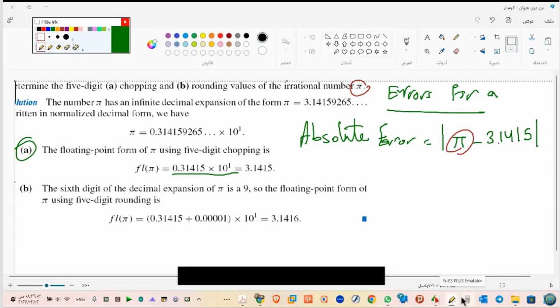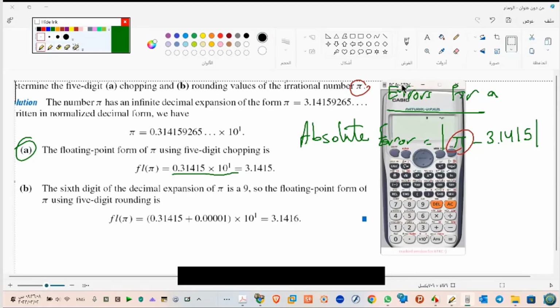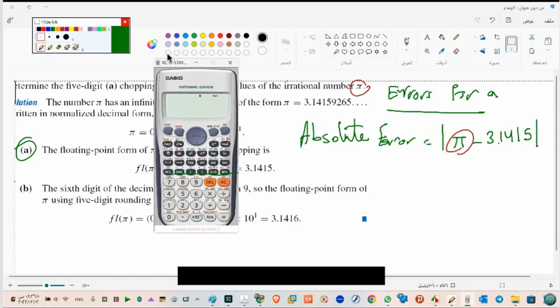Open the calculator here. It's my calculator, like your calculator. Go here, pi, see this one. So shift pi minus 3.1415. This is the result. So the answer will be 9.2653 times 10 exponential minus 5.